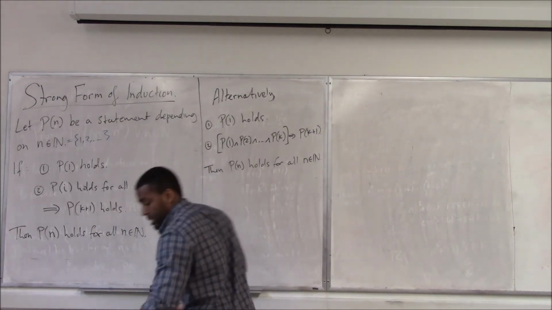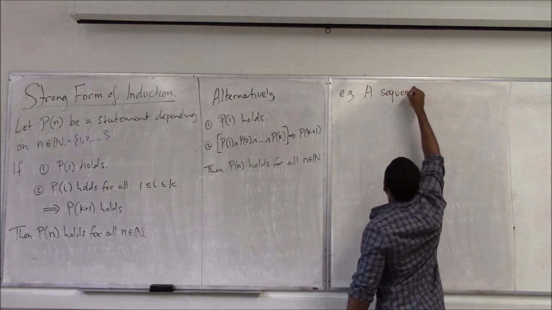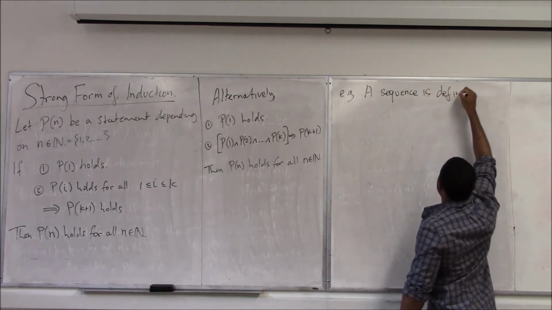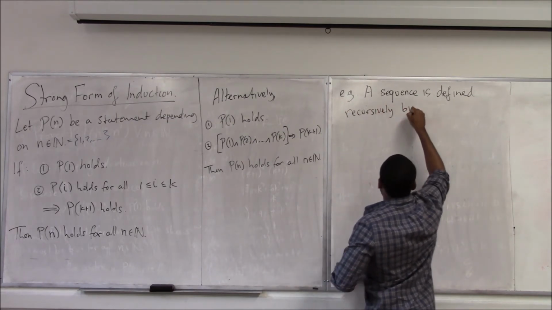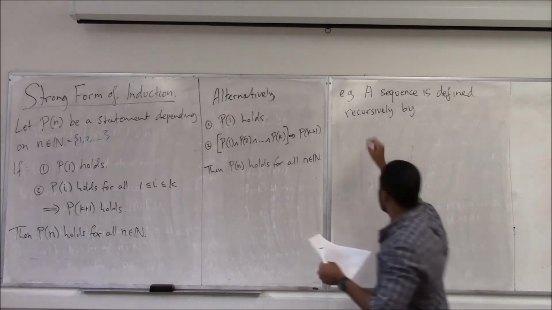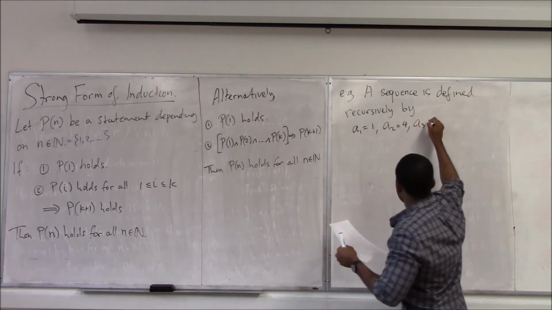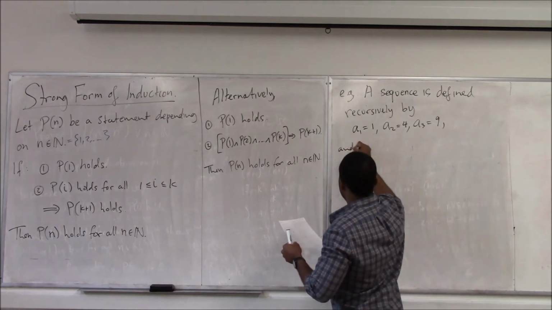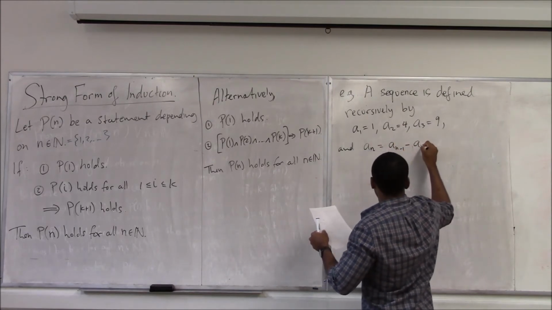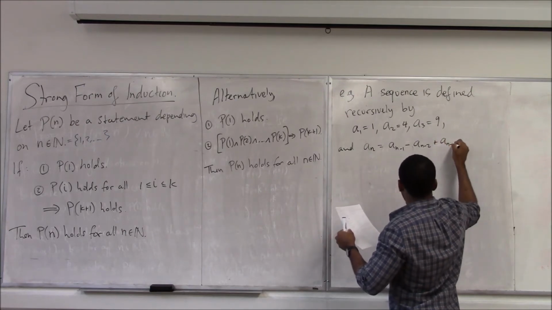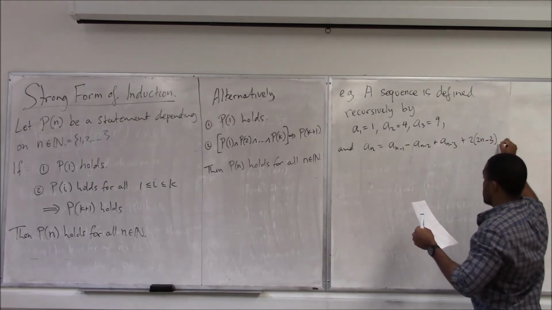So here's an example. A sequence is defined recursively by the first term is 1, the second term is 4, the third term is 9, and we now know a formula to get all the other terms: a_n is equal to a_{n-1} minus a_{n-2} plus a_{n-3} plus 2 to the (2n minus 3).